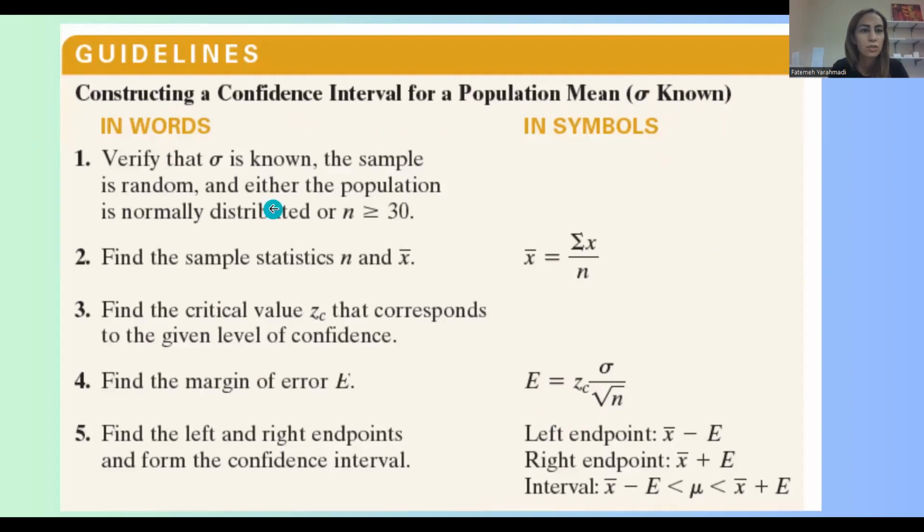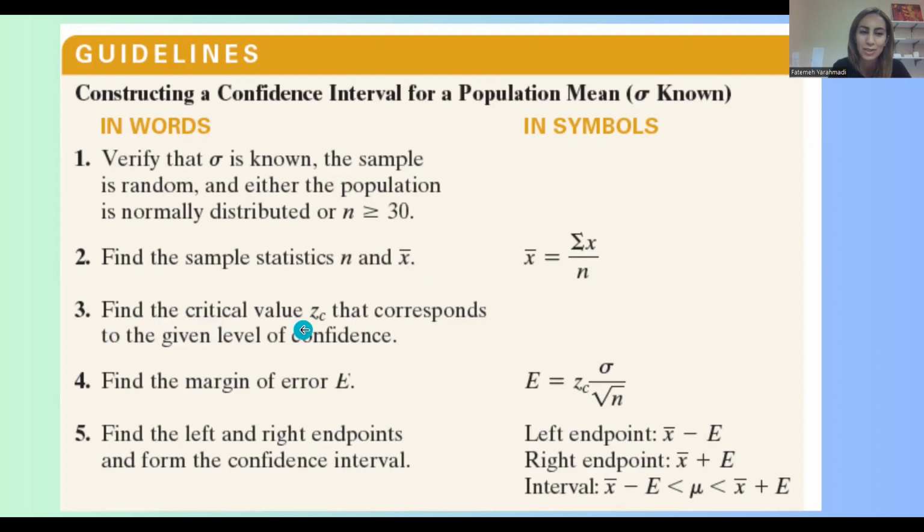Very good. So first of all, you need to verify that you can identify where sigma is located, and sigma must be given to you. Make sure your sample is random, and either you have a normally distributed population or you have enough values in your sample, more than or equal to 30. Find the sample statistics n and x bar. n is the sample size and x bar is the average or mean of the sample.